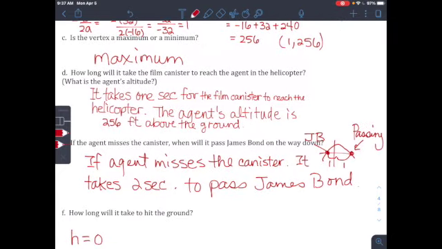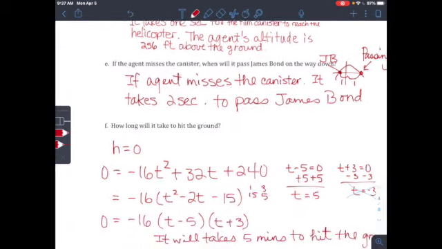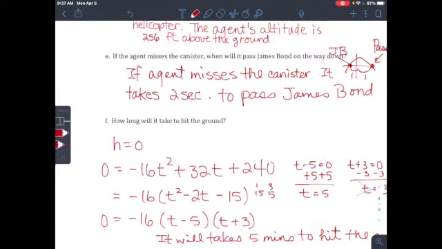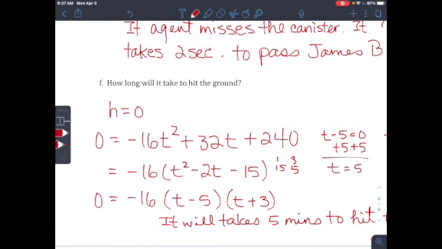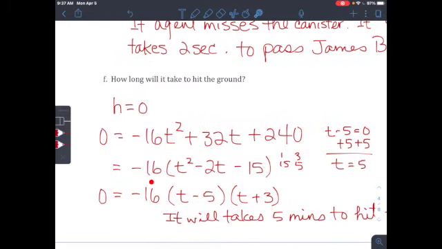How long would it take to hit the ground? Hitting the ground is going to be further down. So we have to take the calculation and set the height equal to 0, because when it hits the ground, the height is going to be 0. So I put in 0 for h, and I pull out negative 16, because they all have 16 in common. Pulling out 16, I got t squared minus 2t minus 15.